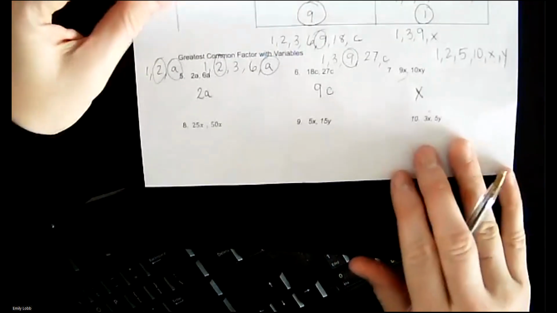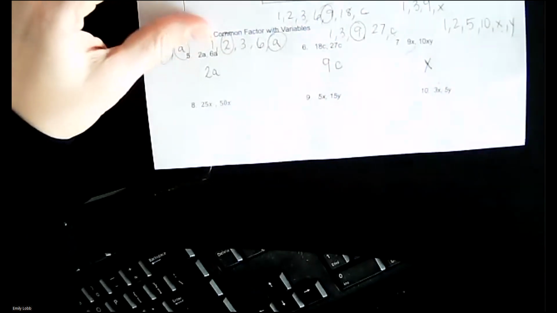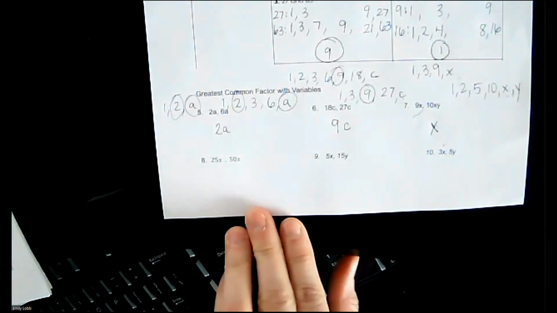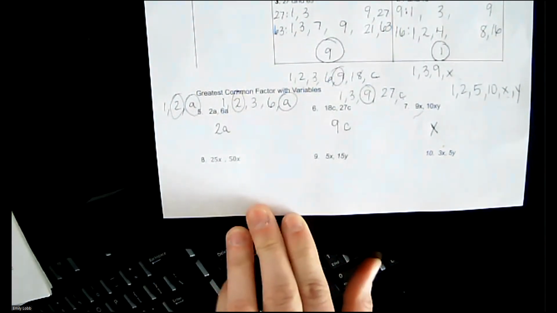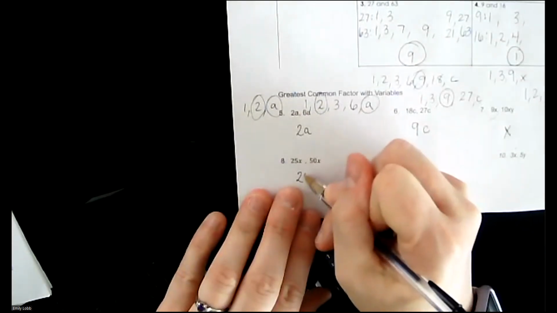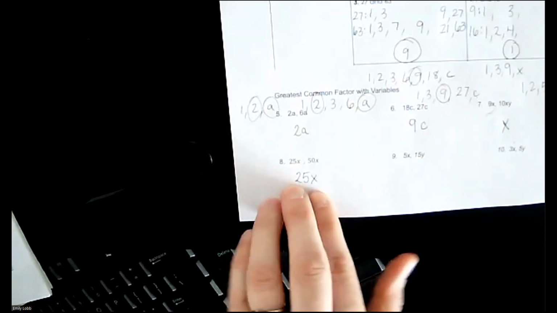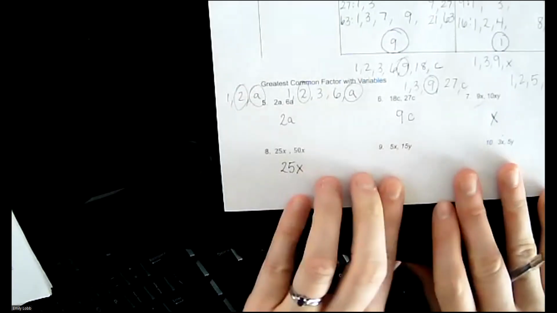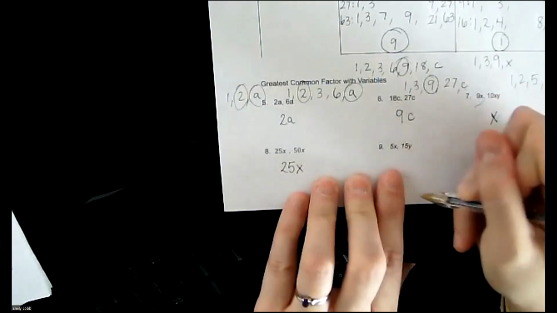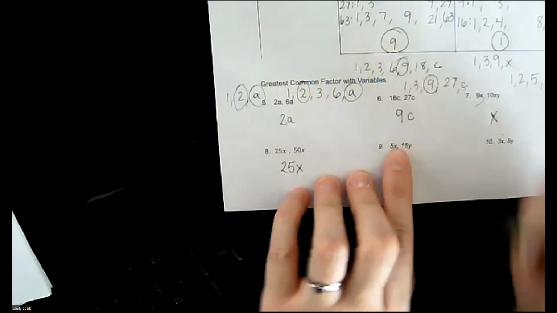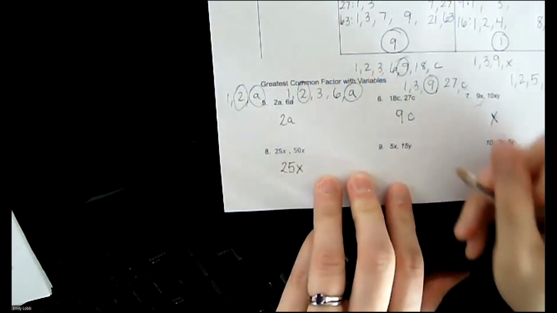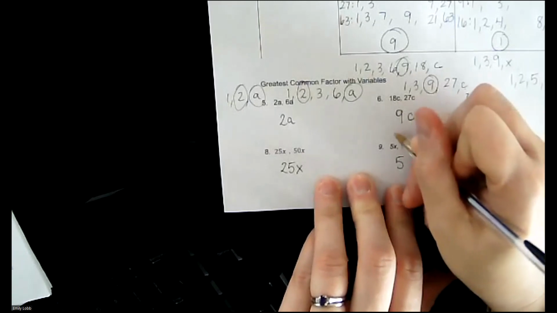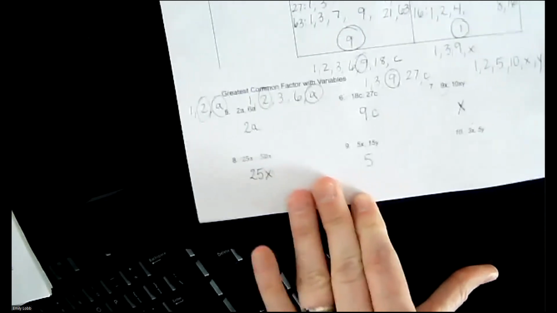All right. What do you think number 8 is? What's the greatest common factor of 25X and 50X? Good. 25 times X times 2 would be 50X. How about number 9? Not 3. I can't divide 5 by 3, but I can divide it by 5. And this has an X in it, this has a Y in it. They don't have the same variable in them, so I can't take any variables out.